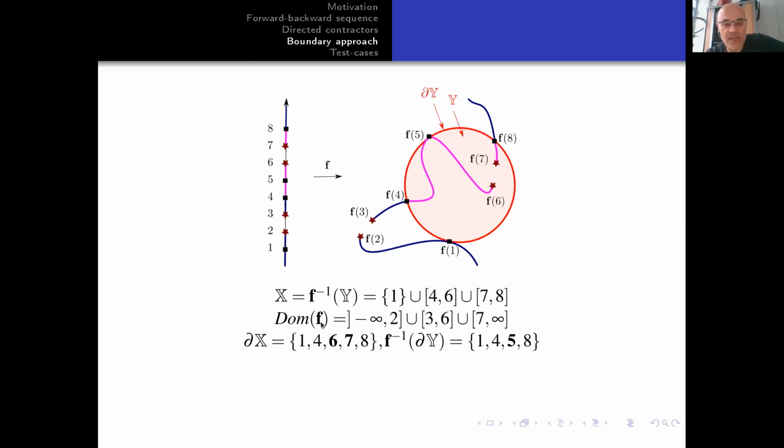What about the domain of f? It is the set of all points that have an image, and we can see that 2, 3, this one, and also 6, 7 have no image.